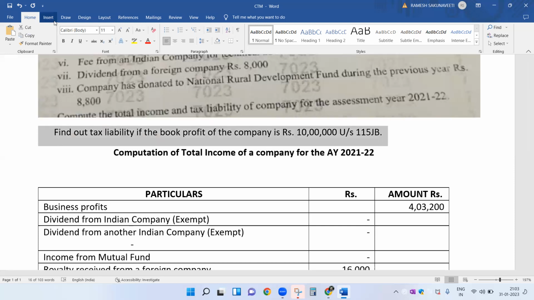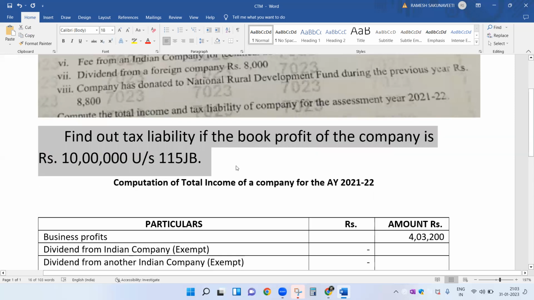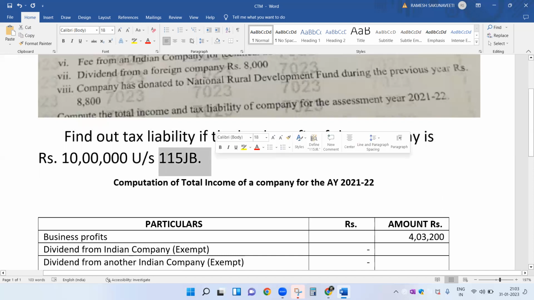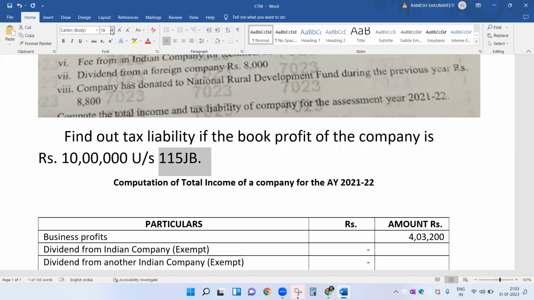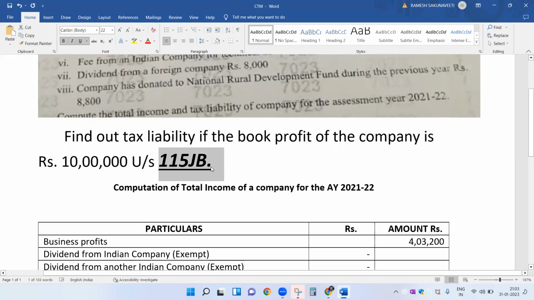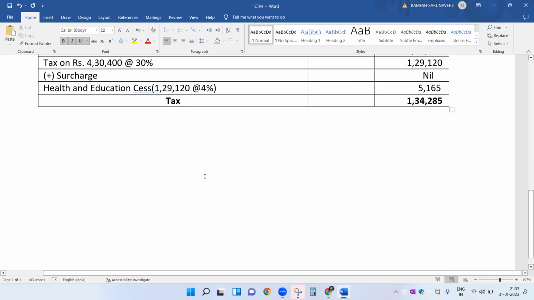Sometimes they will ask you like this. Majority of the times they will ask you like this. This is important. At degree level you did not learn about this 115JB. We didn't even hear this section. So that is why in every question paper, normally you will find this at PG level. What is this? I will tell you.